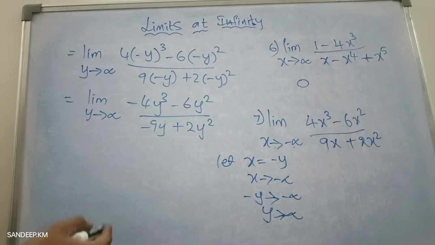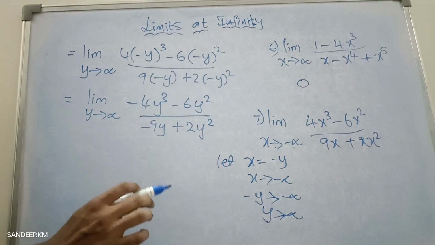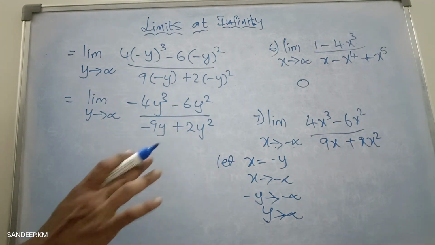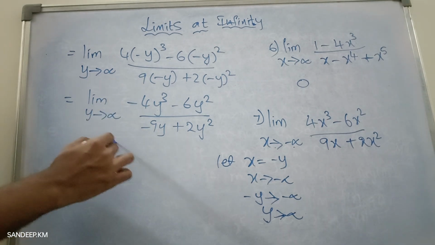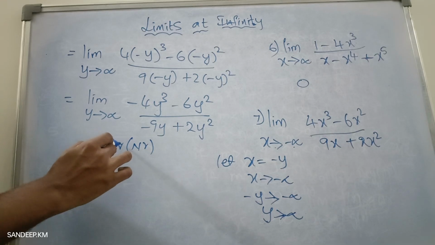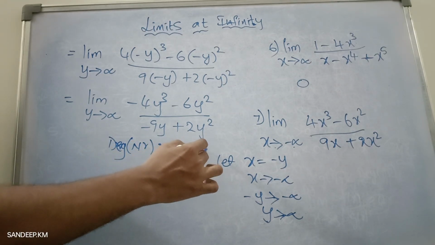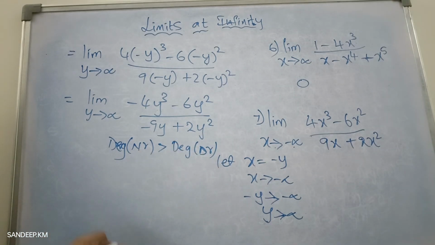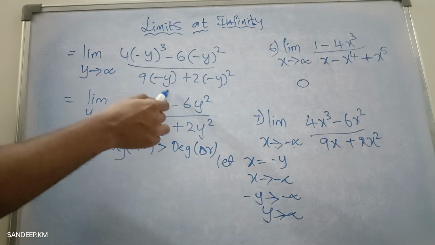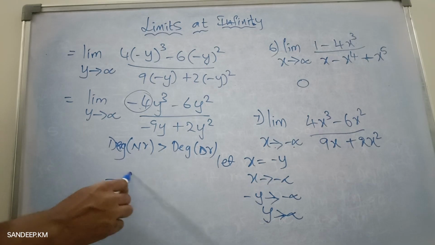Now you can answer the question just like the previous question. The numerator is a polynomial in y, the denominator is also a polynomial in y. So the degree of numerator is greater than degree of denominator. For that reason the answer will be plus infinity or minus infinity. So how do we decide that? The coefficient of the highest power of y is negative na, so the answer will be minus infinity.